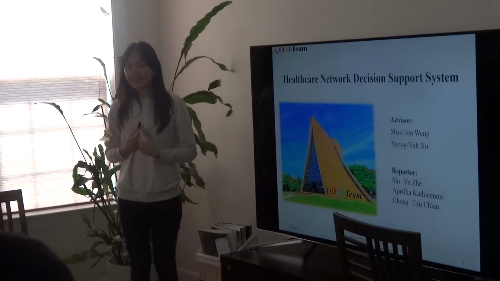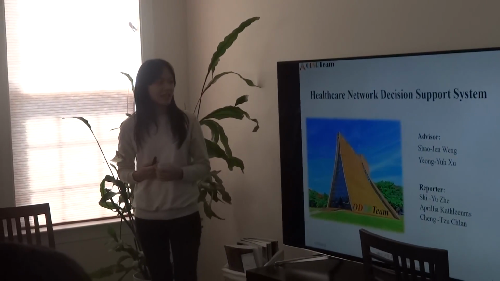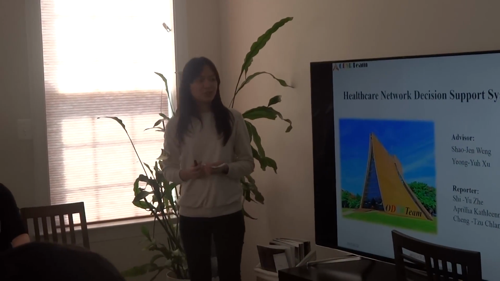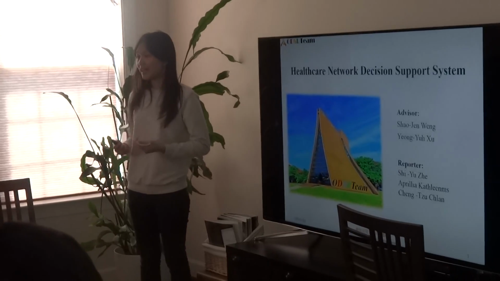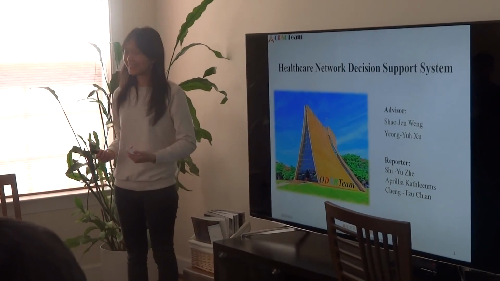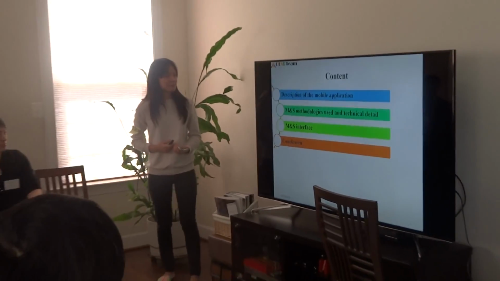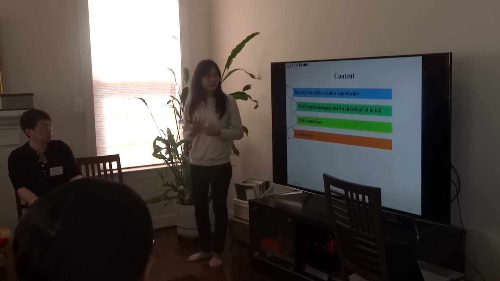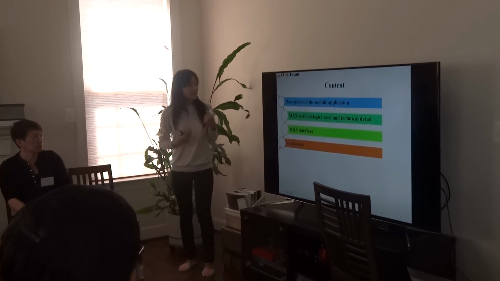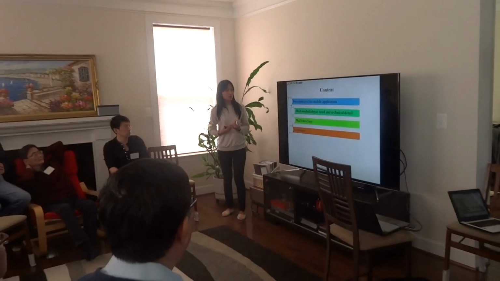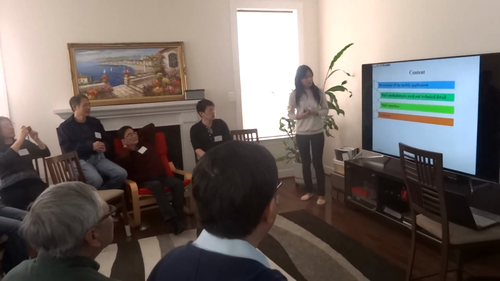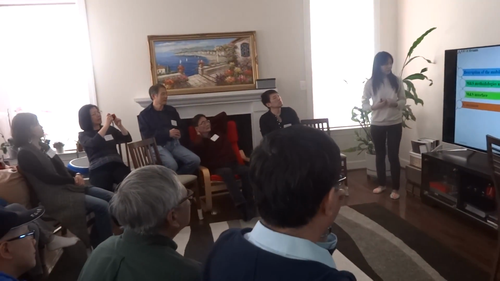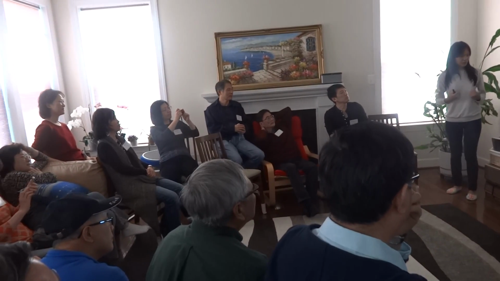My name is Kathleen. I'm from Taiwan Tonghan University, and today I'm going to introduce you to an application that could save lives. How amazing is that? Today I'm going to cover 4 important things about this application. First, I will talk about the description of the mobile application. Second, I'm going to talk in more detail about the technical side. Third, I'm going to talk about the interface. Last but not least, I'm going to talk about the conclusion.